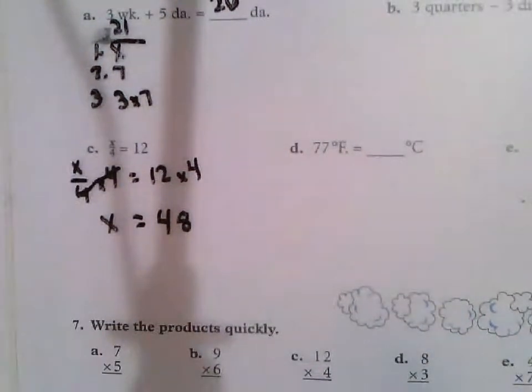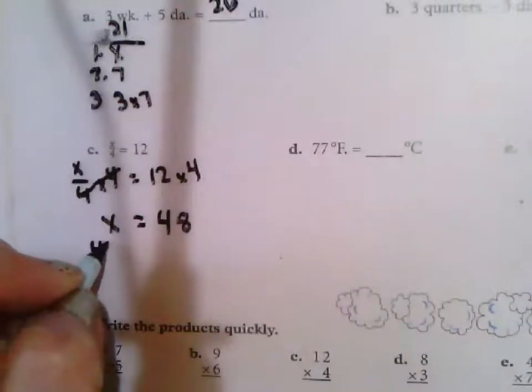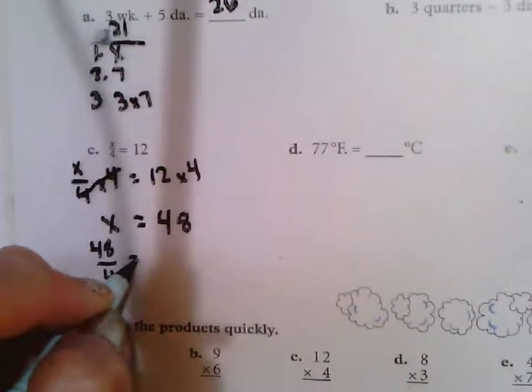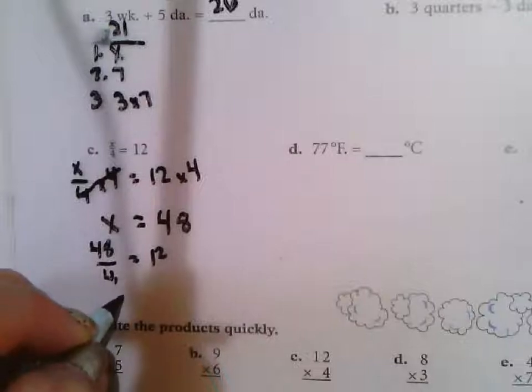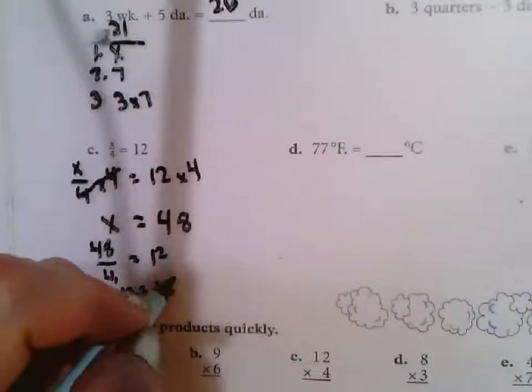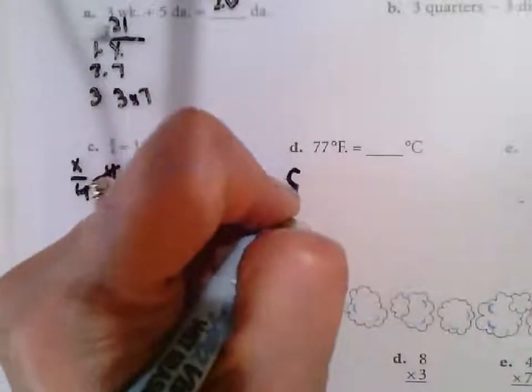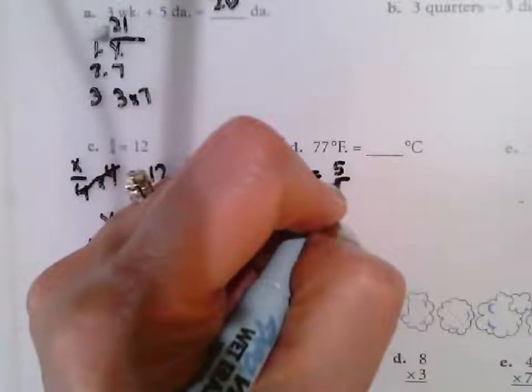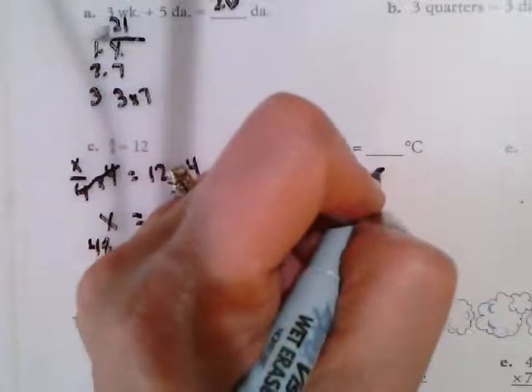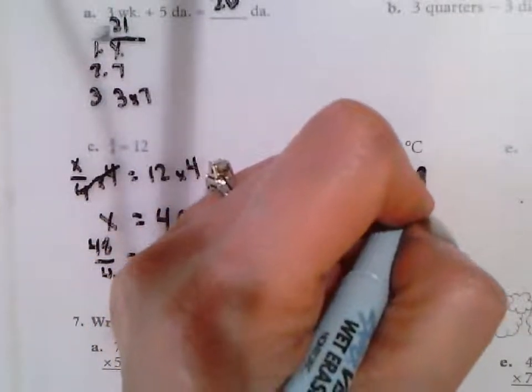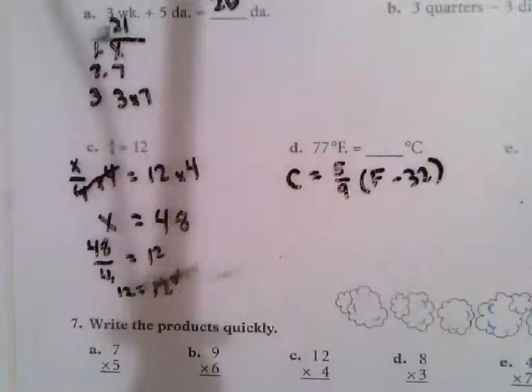Check and make sure it's right. 48 divided by 4 equals 12. And of course, 12 does equal 12. You got it. Look at D. Which formula do you need to use for D? C equals 5/9 parentheses F minus 32. Remember how to do that? Go ahead and do it, and then I'll show you.